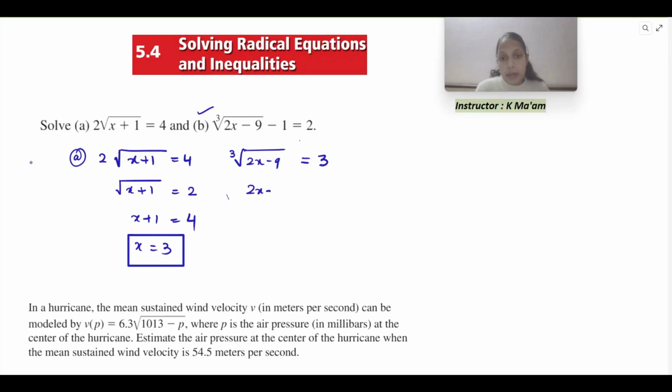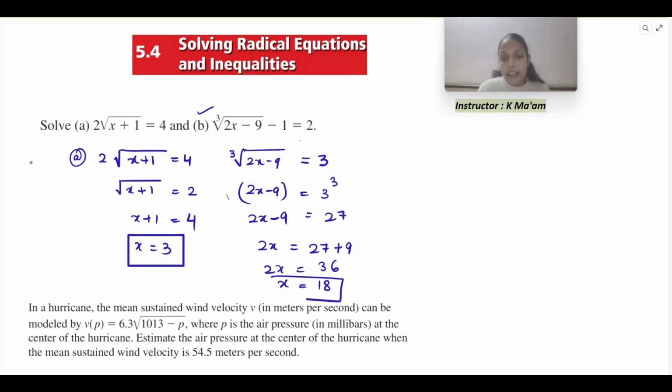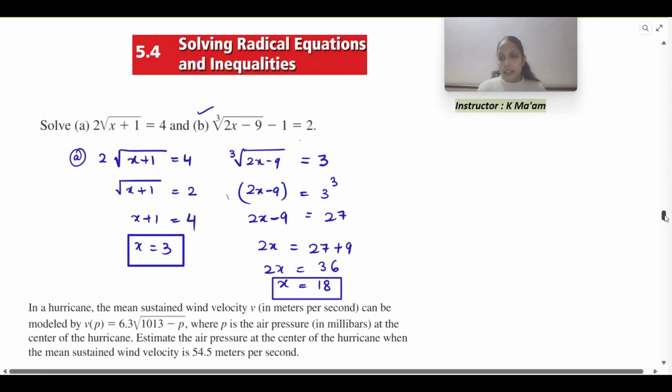So 2x minus 9 equals 3 power 3. That's 27. 2x minus 9 is 27. So 2x equals 27 plus 9, that is 36. 2x equals 36. So divide by 2, that's 18. Your x value is 18. Okay, done. Next.